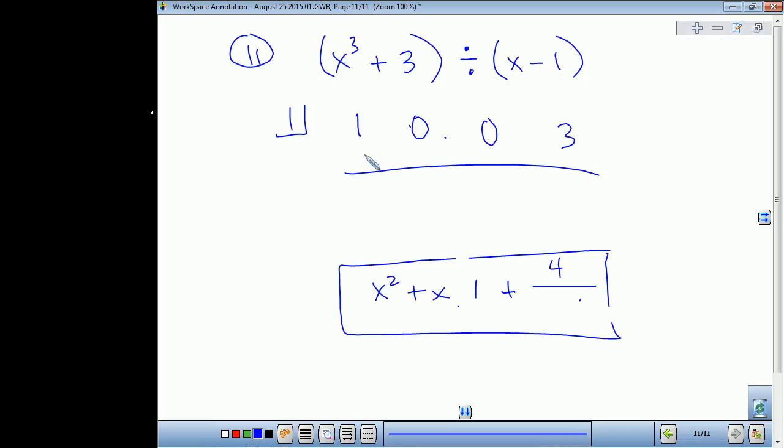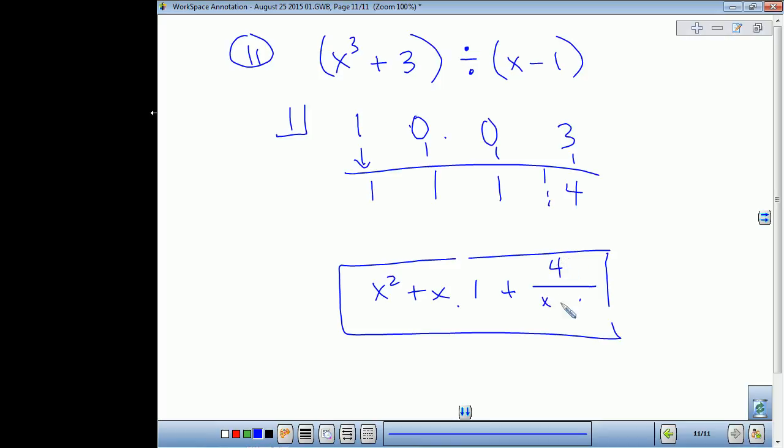I'm going to go a little faster this time. We bring it down. We multiply. We add. We multiply. We add. We multiply. We add. So bring it down. You multiply. You add. You multiply. You add. You multiply. You add. It's a song.